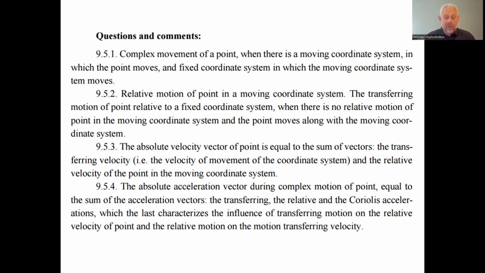953, the absolute velocity vector of the point is equal to the sum of the vectors of the transferring velocity, that is the velocity of movement of the coordinate system, and the relative velocity of the point in the moving coordinate system. Nothing to say, just a definition.